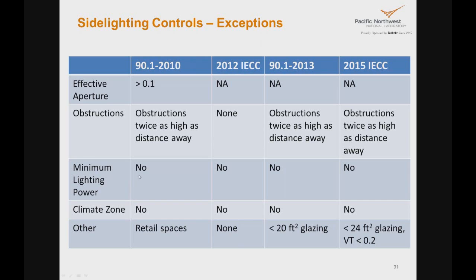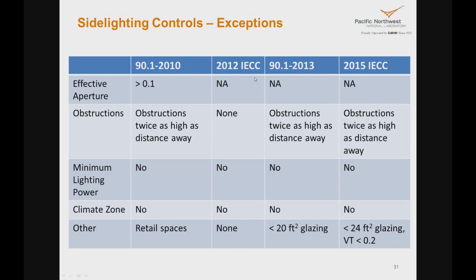There is no bottom threshold for minimum lighting power. We'll see in a minute for top lighting controls that there is a threshold for minimum lighting power. If you are in a warehouse and you have extremely high efficiency lights and you fall below a certain LPD, you're not required to do daylighting controls. There's no such threshold for side lighting. No exemptions for climate zones either. There are some other exemptions. For example, retail spaces are exempted, and there is a general exemption, I believe, for residential or dwelling units in the lighting section.